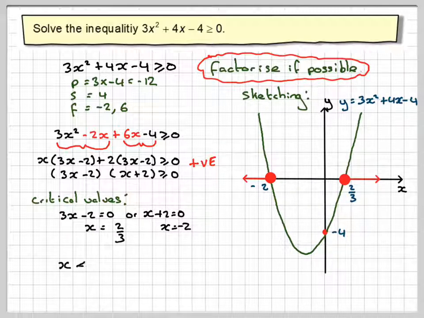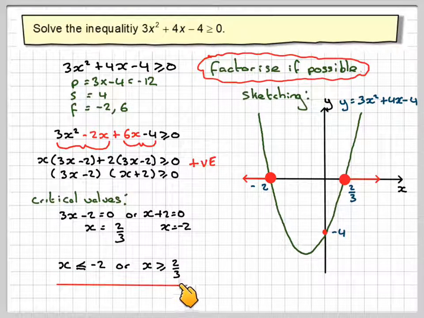So our answers are going to be x is less than or equal to minus 2, or x is greater or equal to 2/3. We cannot join these up because the bit in the middle is not in the area. This is where the graph is negative.